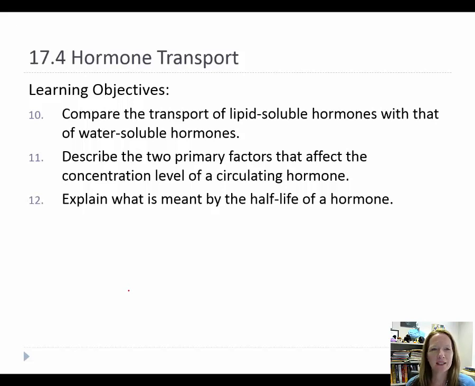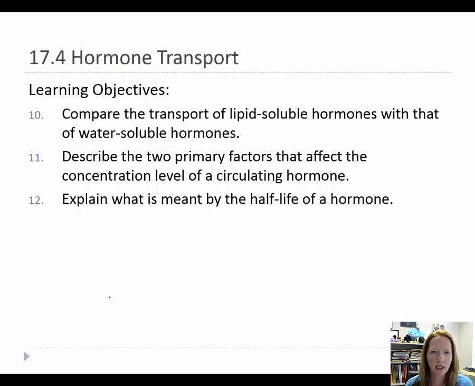Hi everyone, this is section 4 of chapter 17, and for this one we're going to be taking a look at hormone transport. Once the hormones enter the bloodstream, we're going to talk about how they actually move around inside of the bloodstream, how they are transported around. What we talked about in section 3 is going to play a major role here, because we talked about what they were made of, and what they were made of determined whether they are lipid soluble or water soluble, and that is going to be a huge factor that's going to come into play.